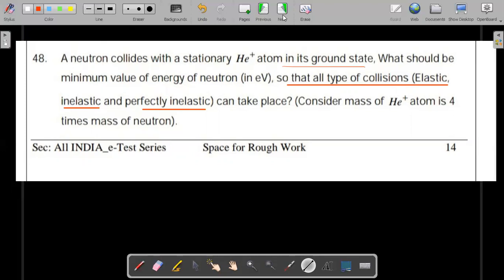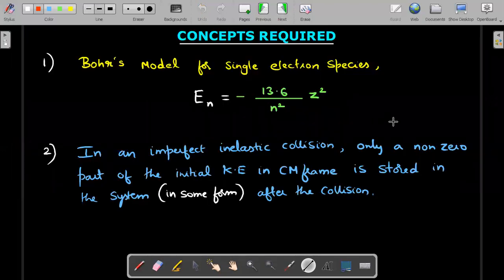So the solution requires certain concepts that you need to be well aware of in Bohr's model. I have written down one by one. Bohr's model for single electron species of, let's say, helium plus or lithium 2 plus, these kind of things, we should be taking the energy levels based on Bohr's model as minus 13.6 Z squared electron volt divided by n squared, where n is the quantum number of the state and Z is the atomic number of the species. So for helium in this case, Z would be equal to 2.